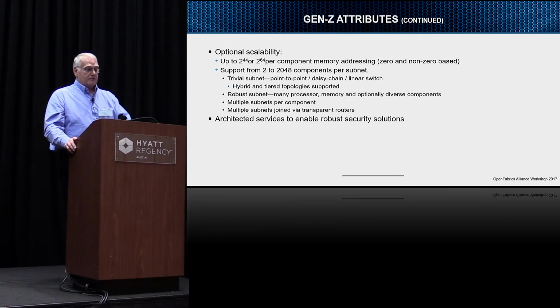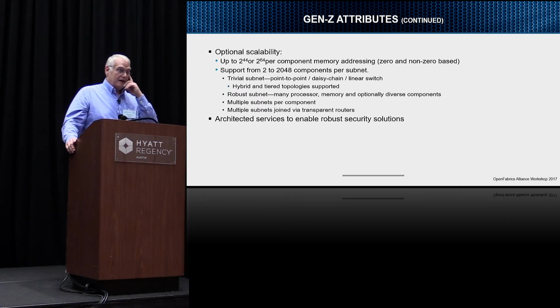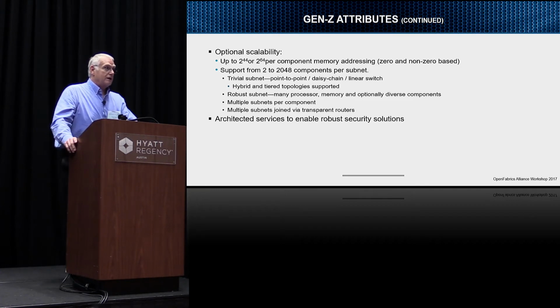We talked earlier about the addressing. It has multiple ways of talking in the address space. 2 to the 44th or 2 to the 64th bits of address can be shipped across. And as I said earlier, up to 2,000 components can be addressed. It can be a point-to-point trivial net. It can be a fabric, a star fabric. It can be a torus. The topologies are arbitrary.